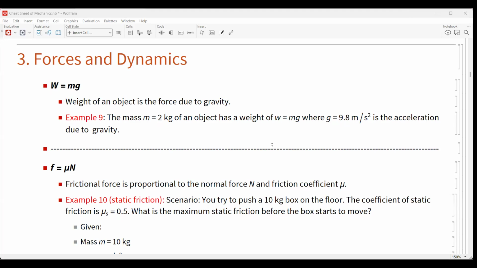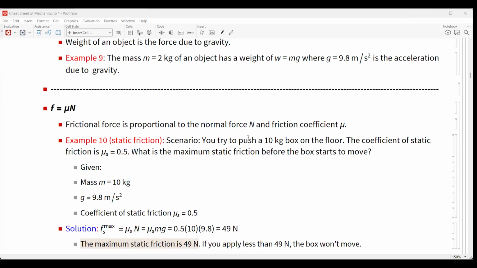Okay, forces and dynamics. The weight of an object is the force due to gravity. Our example here, example 9: the mass of the object is 2 kilograms. The object has a weight equal to mg, where g equals 9.8, the acceleration due to gravity. Okay, we have friction here. The frictional force is proportional to the normal force and the friction coefficient.